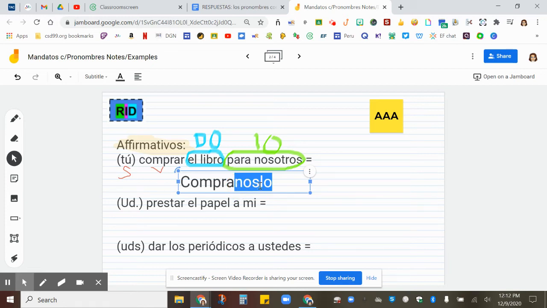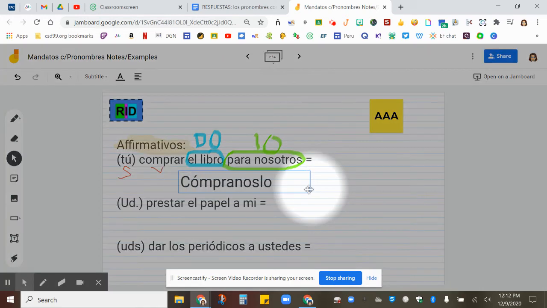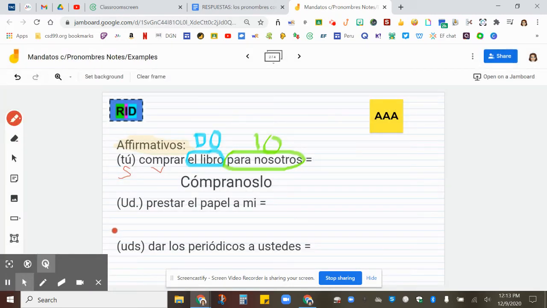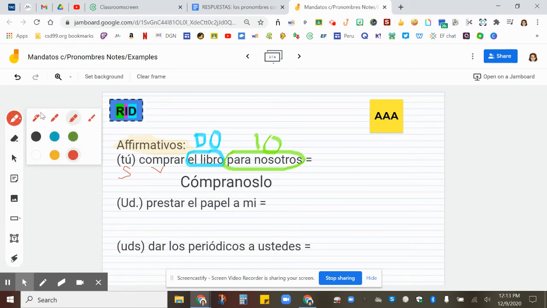Take compra and divide it into syllables. You've got compra. Pra is your first. Com is your second to last syllable, and the accent mark goes there, right over the O. Now I'll do the same for the second example.